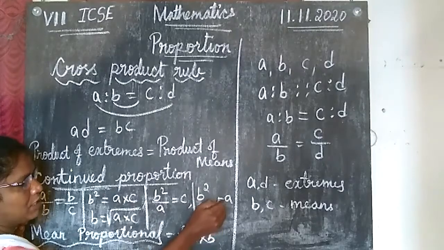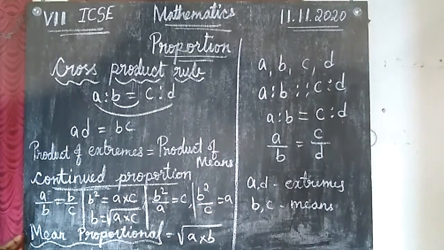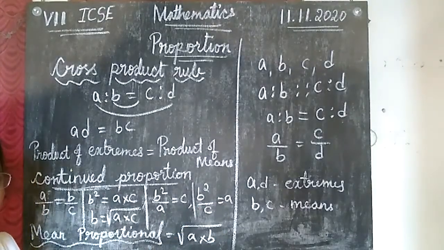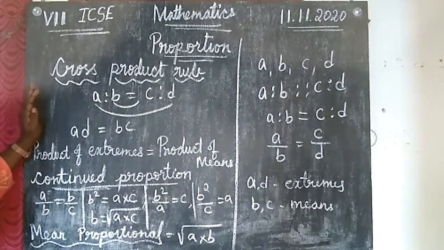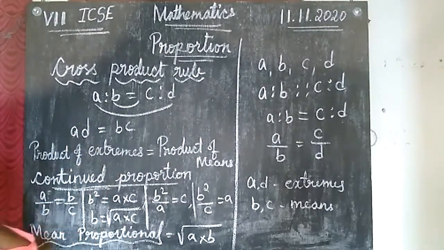So b square by c is equal to a. When we apply it in sums, you will understand better. Now, this formula only we are going to use in the exercise. When we do the sums, we will understand better.